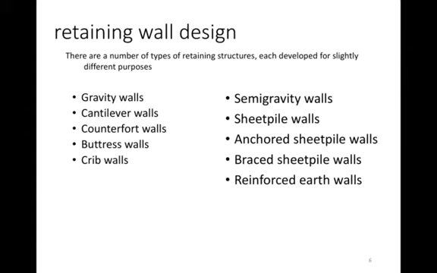So there are a lot of different types of retaining walls and retaining structures. All of them are developed slightly differently. Most of the ones you probably think about when you think of retaining walls are gravity walls. We'll talk about those. Cantilever walls, counterfort walls, buttress walls, and crib walls. So these are pretty much to hold things back. Then there's also semi-gravity walls, sheet pile walls, typically for excavations, anchored sheet pile walls for deep foundations and excavations for buildings, braced sheet pile walls, and reinforced earth walls.